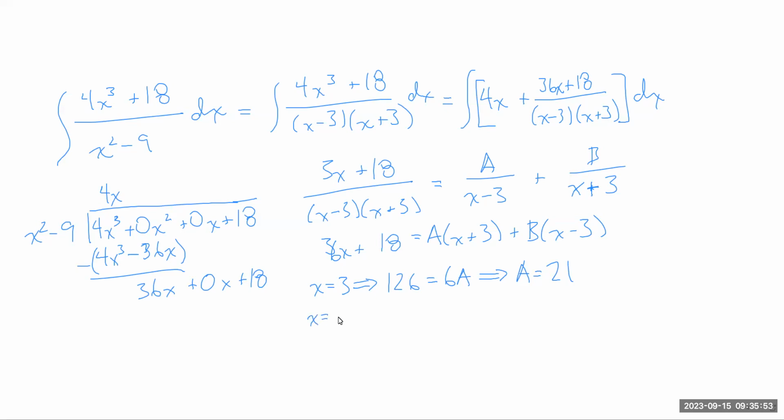x equals what? -3 sounds wise. So that's -108 plus 18. So -90 equals -6B. So B equals 15, right? Okay, so now I think the partial fraction part of this is over.